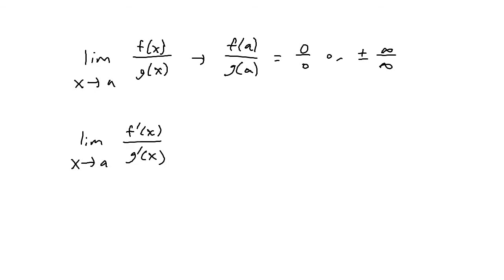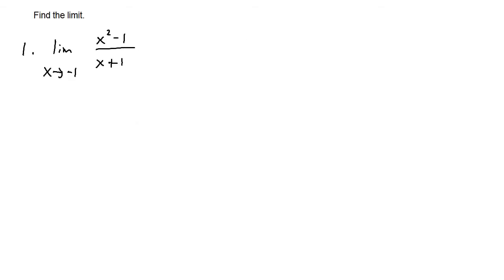Now keep in mind that sometimes you might only need to use L'Hopital's rule once, other times it might be more than once. So let's go ahead and find the limit. Number one, we have the limit as x approaches negative 1 of x squared minus 1 over x plus 1. So first step here, let's use direct substitution, plugging in negative 1 for x into the function. So we get negative 1 squared, which is 1, so we get 1 minus 1 in the numerator over negative 1 plus 1. Now 1 minus 1 is 0, negative 1 plus 1 is 0.